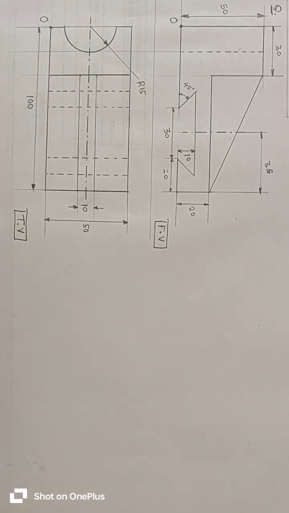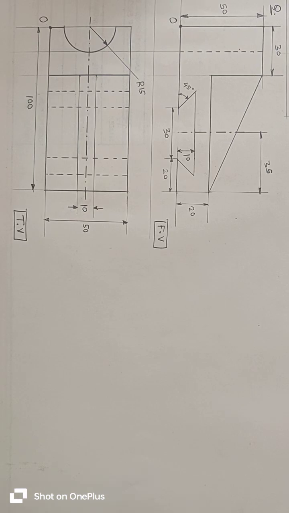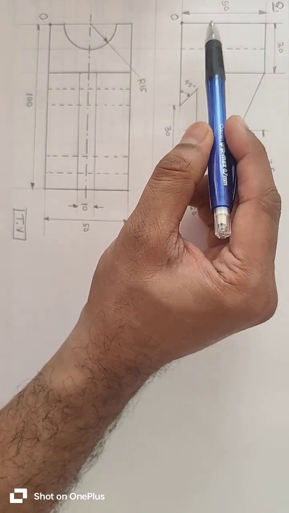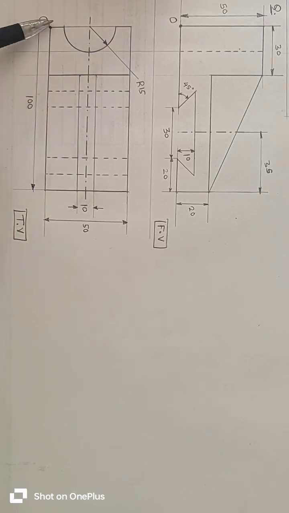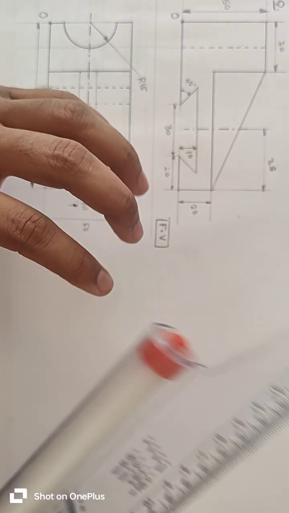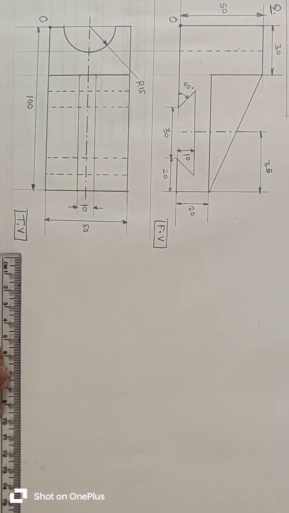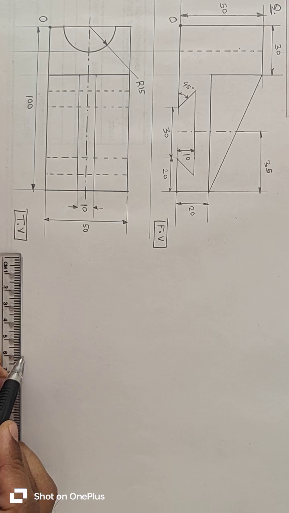Welcome. So now we will see this question. In this question, in front view, point O is given on the left side of the diagram, and in top view also point O is given on the left side of the diagram. So in the answer we will draw the front view on the right side of the z axis.